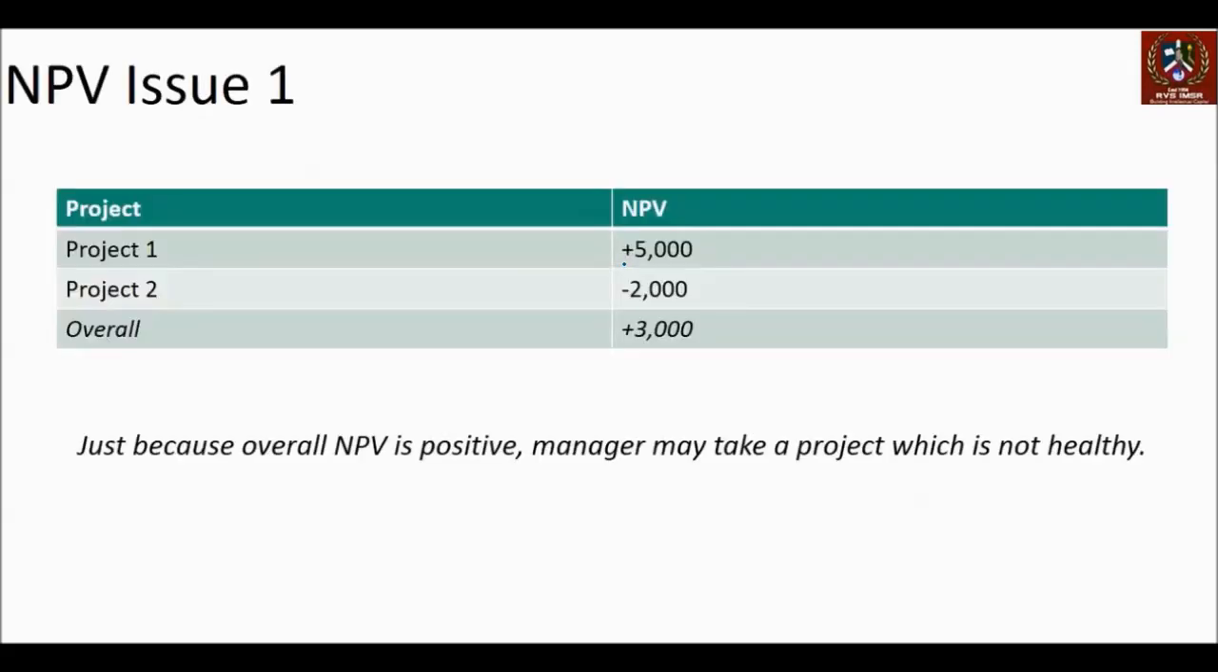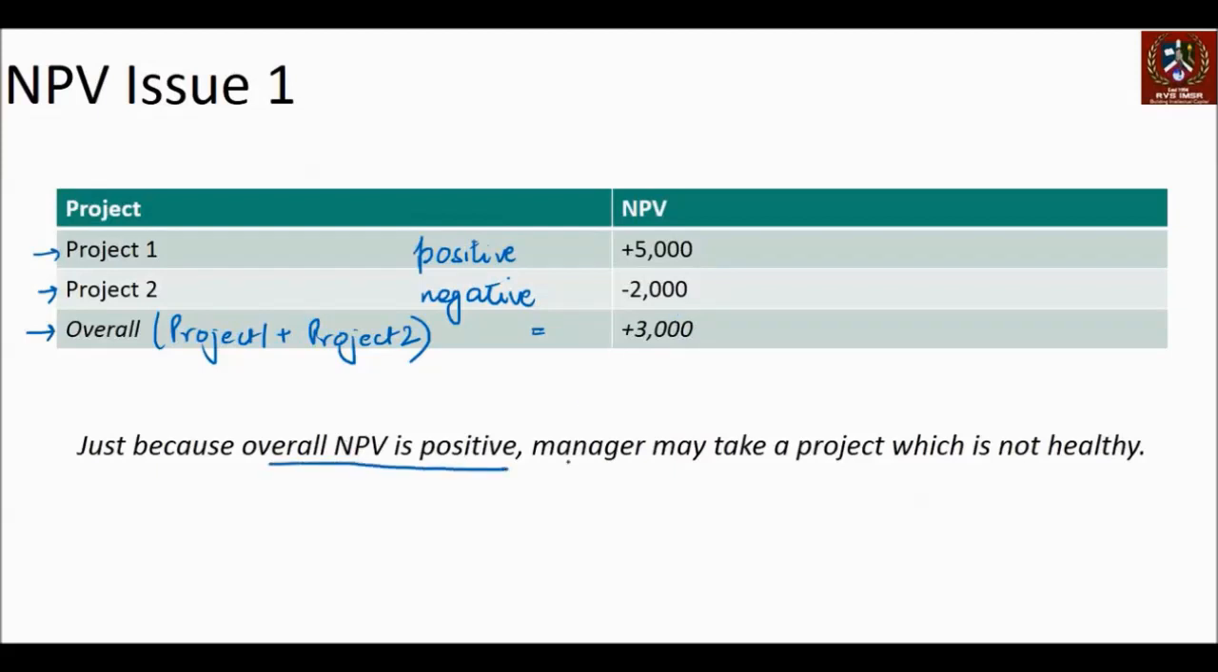And when you look at the NPV issues, that's issue 1, right? So companies do take multiple projects, right? So there's a project 1, there's a project 2. And let's say there's a project 1 which has a positive NPV, but a project 2 which has a negative NPV. Now, a manager might just decide that overall, which is nothing but project 1 plus project 2, is going to be positive because on the whole, the company is making money. Now, just because overall NPV is positive, the manager may take a project which should otherwise have been rejected.